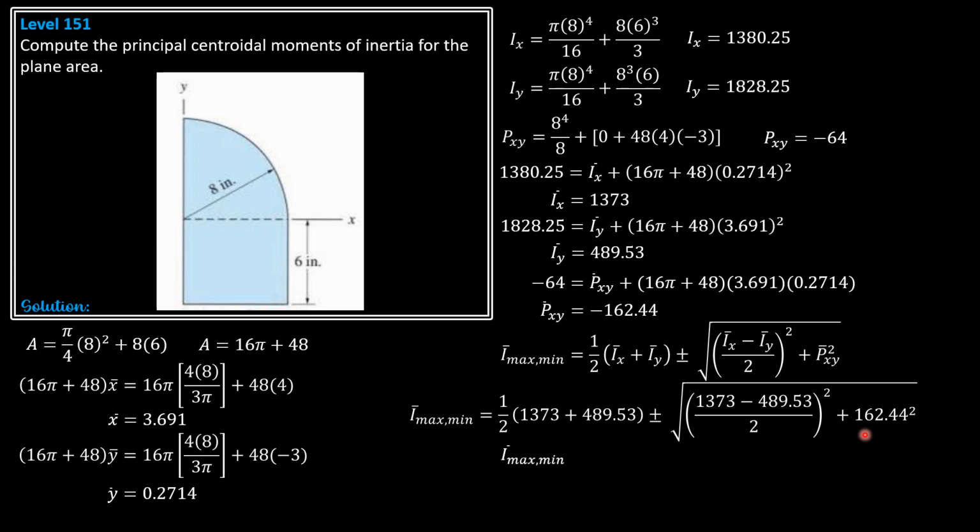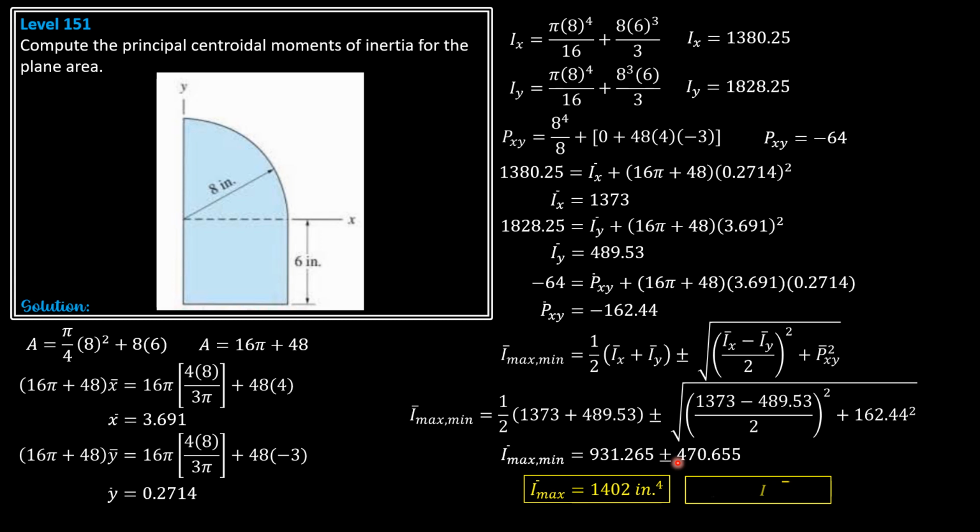So I barred max or minimum equals 931.265 plus minus 470.655. For the maximum, use plus, for minimum, minus. So I barred max is equal to 1,402 inches to the 4th, while I barred minimum is equal to 460.6 inches to the 4th. So that's it for this problem.